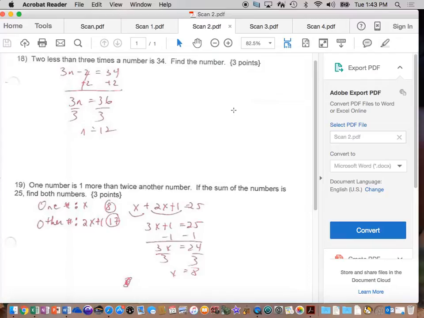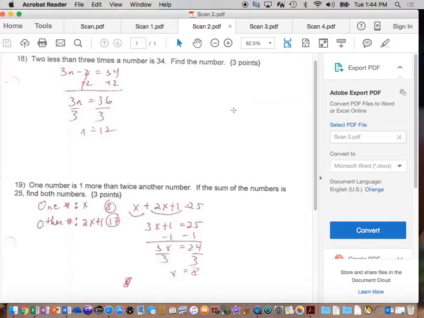Number 18. 2 less than 3 times the number is 34. Find the number. When you see less than, there's 2 things you should think. What are the 2 things? Subtraction and? No. Equation. Come on, what else should we think when we see less than? Last shall be first. Last shall be first and?